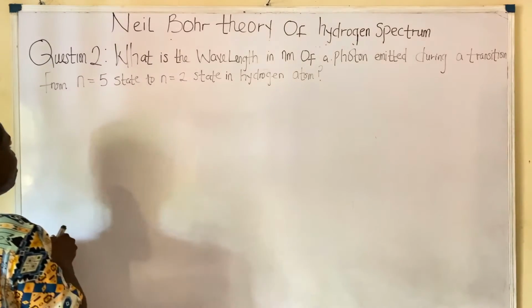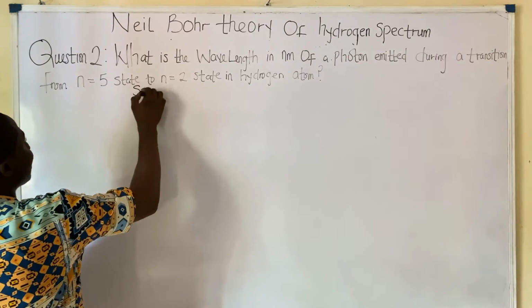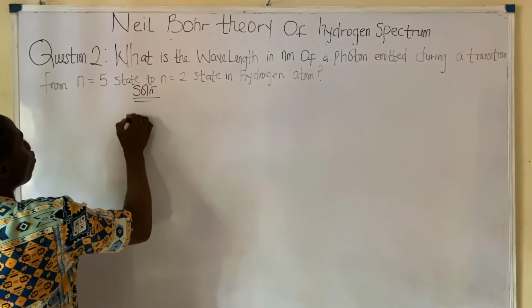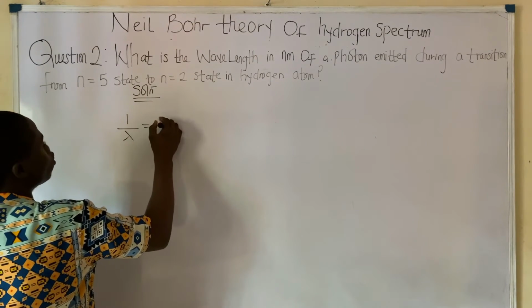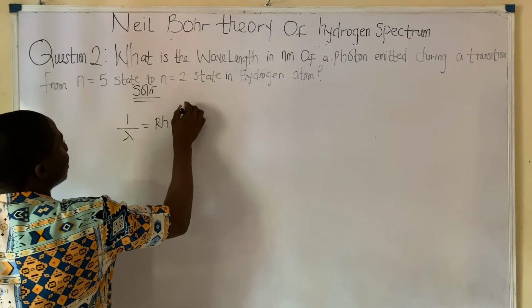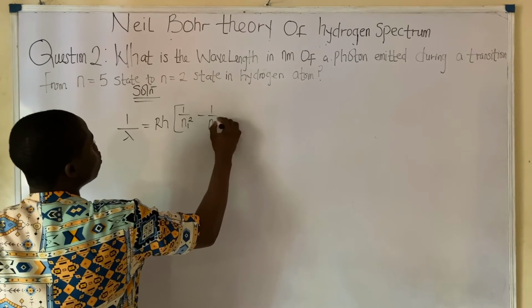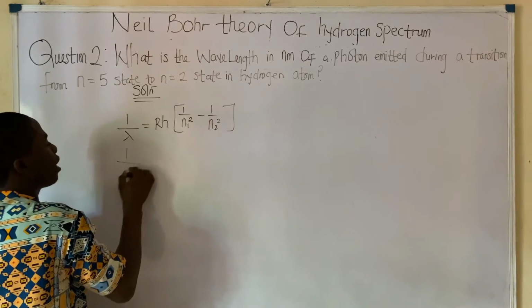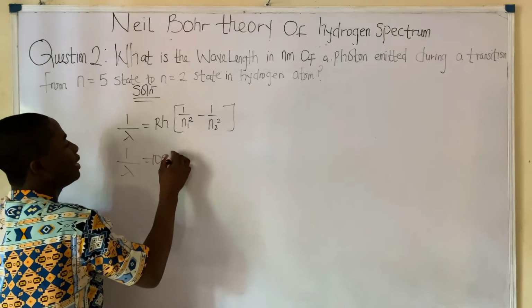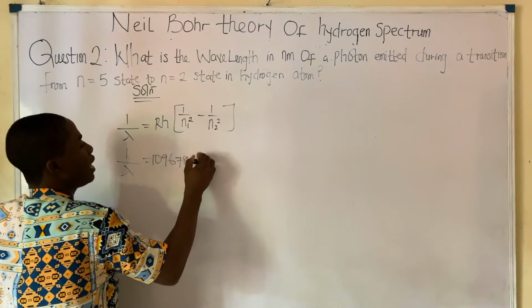That's what we do. So remember our formula, which says 1 over wavelength is equal to Rydberg constant times 1 over n1 squared minus 1 over n2 squared. It does not change. So 1 over wavelength equals 109,678 per cm.